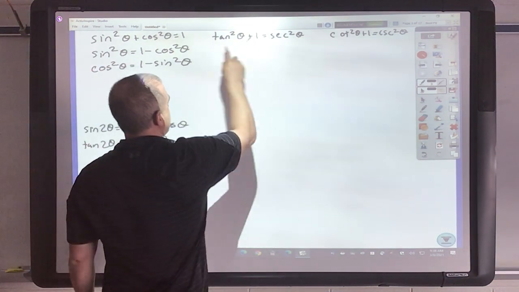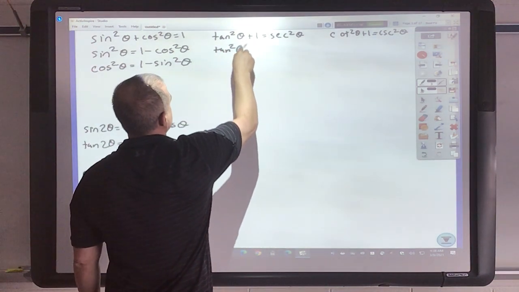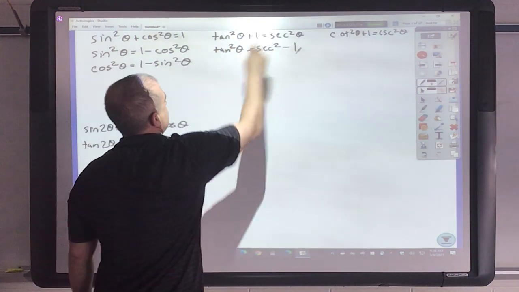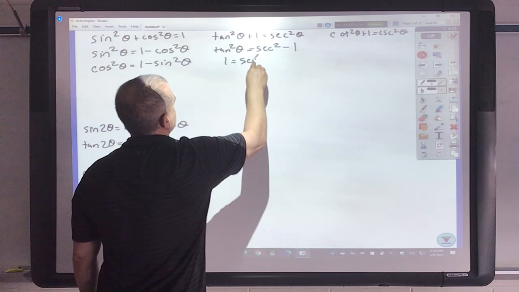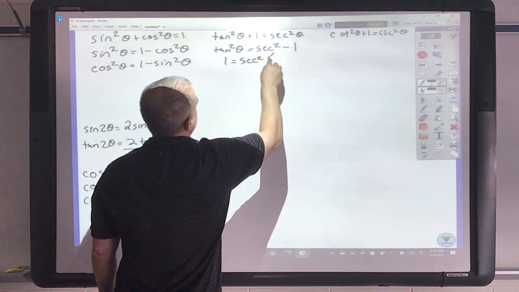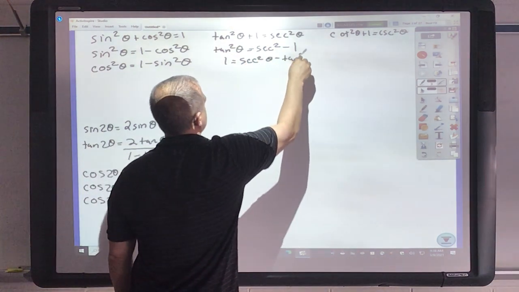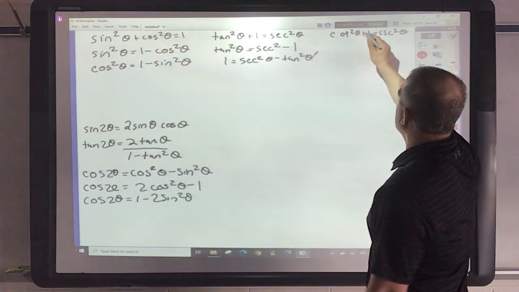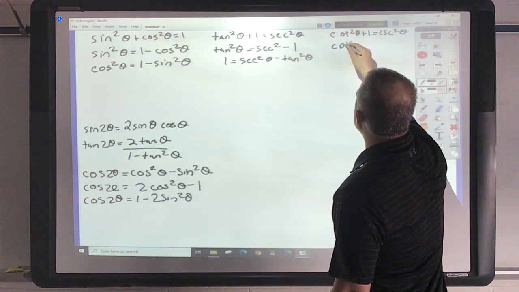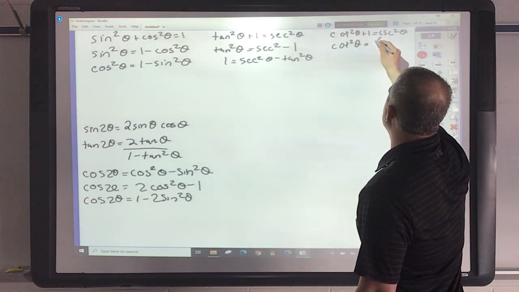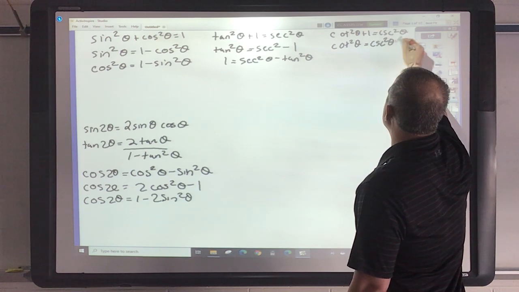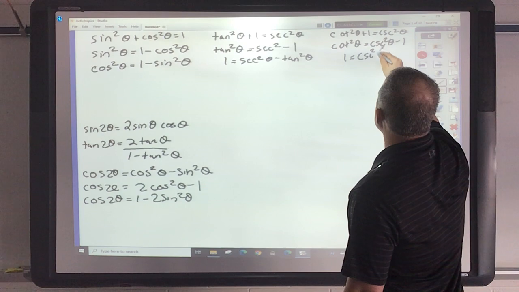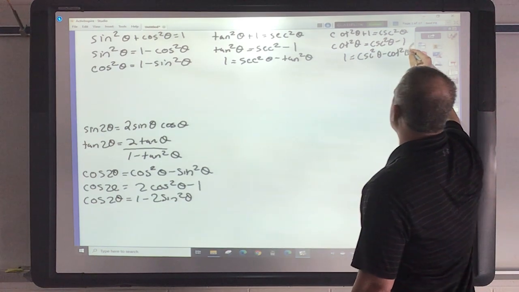Likewise, that equals that. If I move the 1 over to the other side, that would be secant squared minus 1. Okay, if I move the tan over, 1 is equal to secant squared theta minus tan squared theta. Once again, you should have all of those down. Same thing here. Move the 1, we know that cotangent squared theta is equal to cosecant squared theta minus 1. And then also, if I were to move cotangent, cosecant squared theta minus cotangent squared theta equals 1.